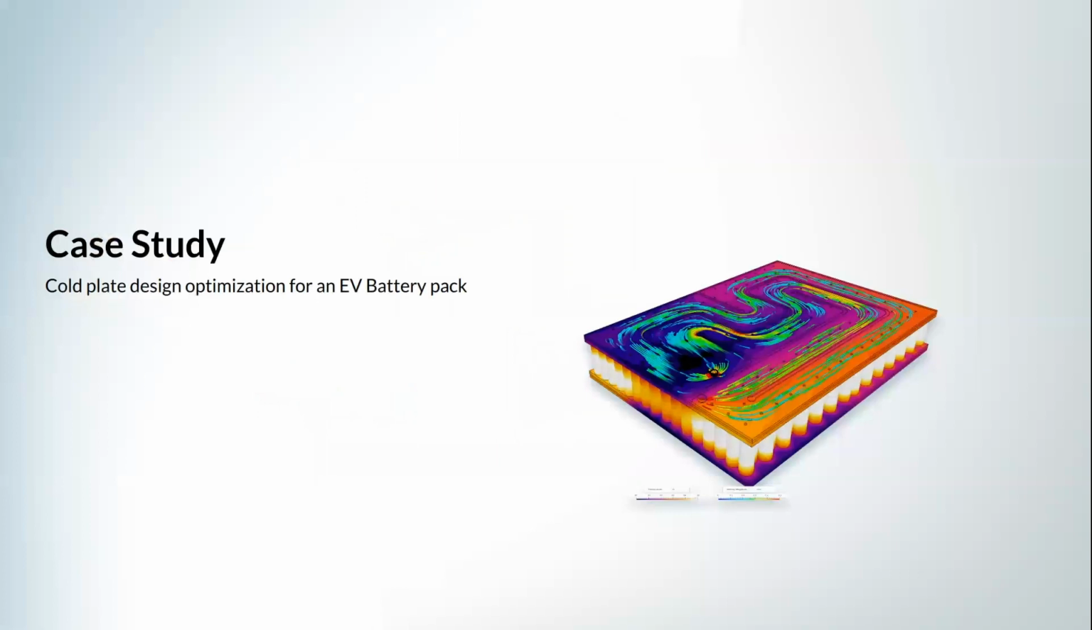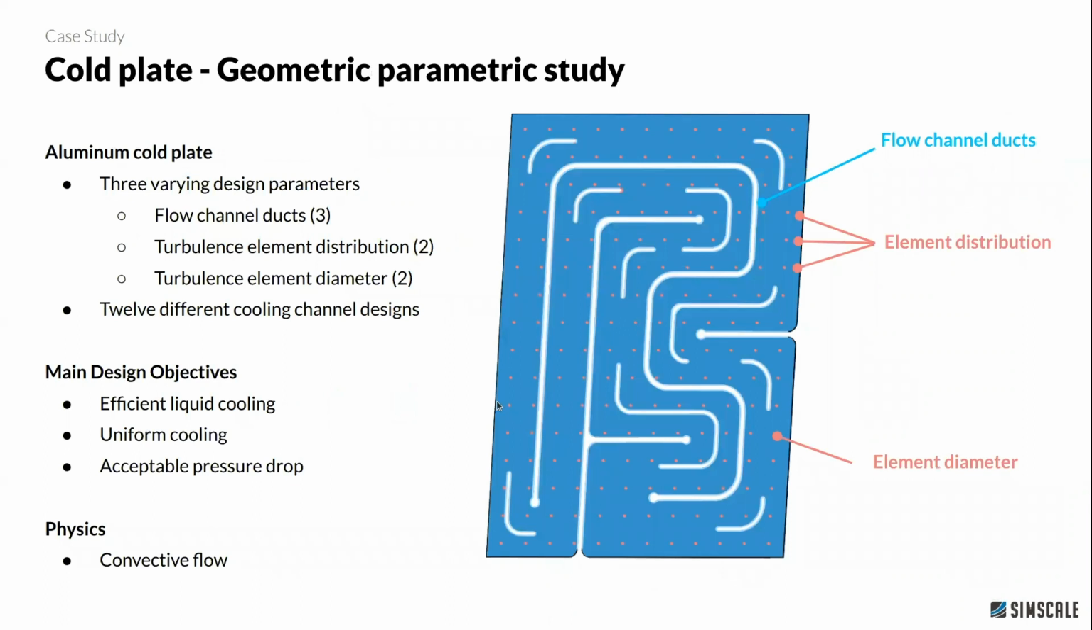We have an EV battery pack, and we start with a cold plate that is used for cooling the battery cells in the pack. So we start with our geometric parametric study. We have an aluminum cold plate with different parameters that we want to change. So we have 3 base designs that have different flow channel ducts, but we also want to add some turbulence elements in here. So simple cylindrical parts in our case, where we have different distribution patterns, so more or less, and we have a different diameter for these elements. That gives us in total 12 different cooling channel designs that we want to simulate and start via API.